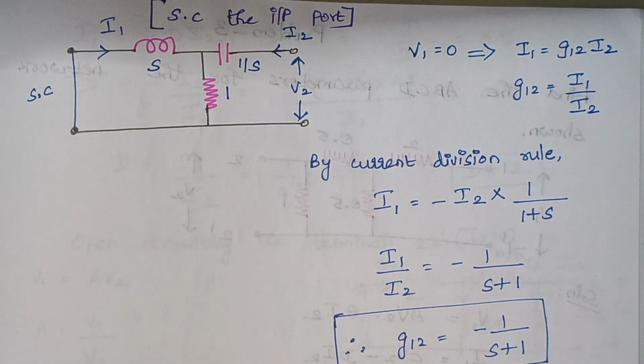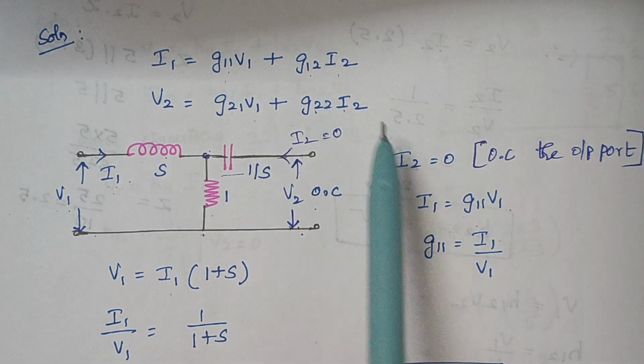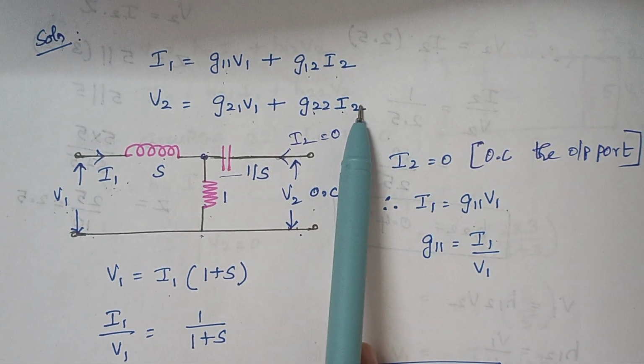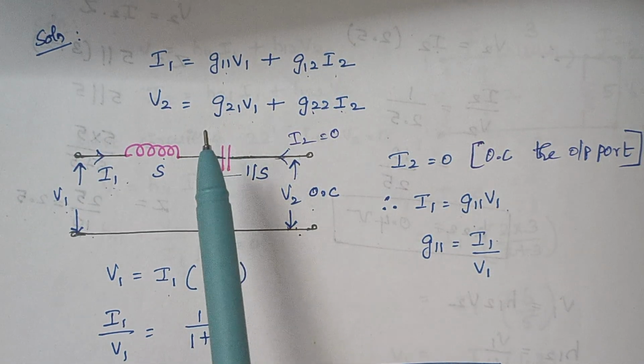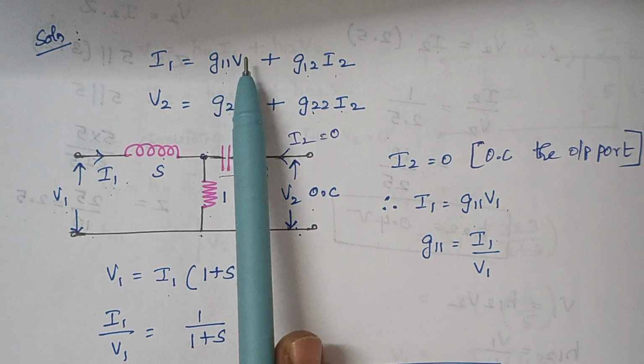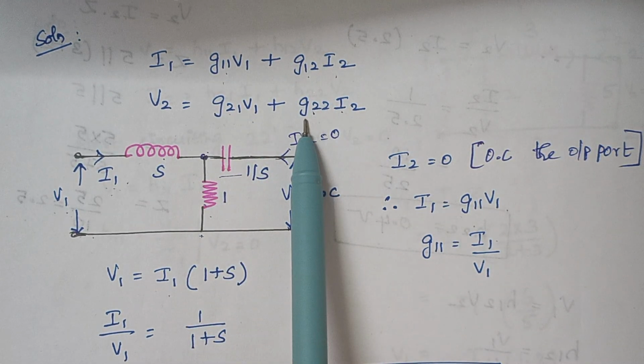Now we are going to find the remaining 2 parameters. How do we find them? Again, when you look at the basic equations, initially we made the value of I2 as 0 and we calculated V1, that is G11 and G21. Now we are going to make the value of V1 as 0 and we are going to calculate G12 and G22.